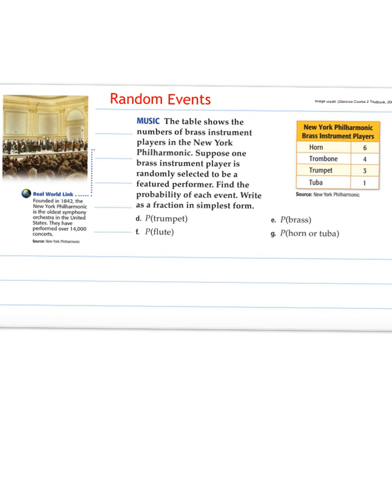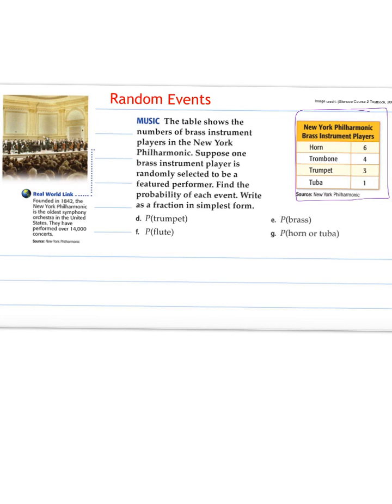All right, next example here. The table shows the number of brass instrument players in the New York Philharmonic. Suppose one brass instrument player is randomly selected to be a featured performer. Find the probability of each event. So we have a few examples here. Write as a fraction in simplest form. So we look over at the chart here, and they tell us each of the different brass players and how many there are of each type.